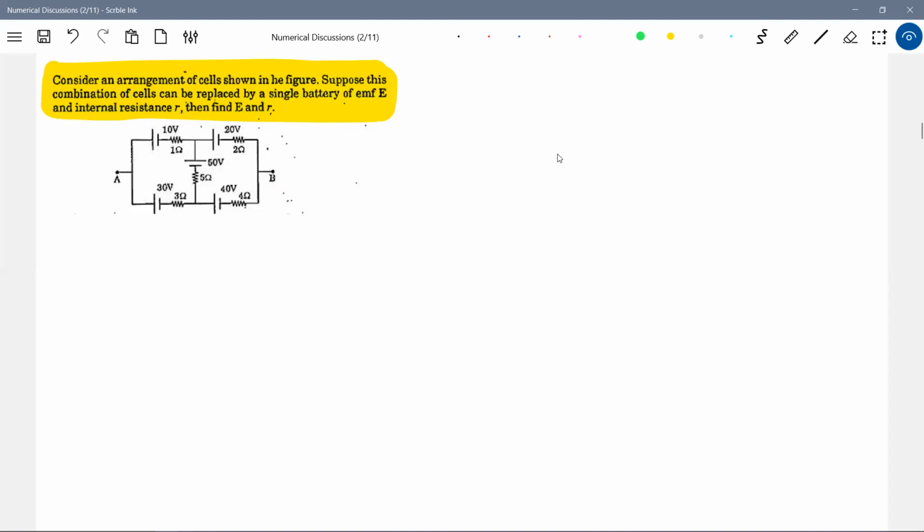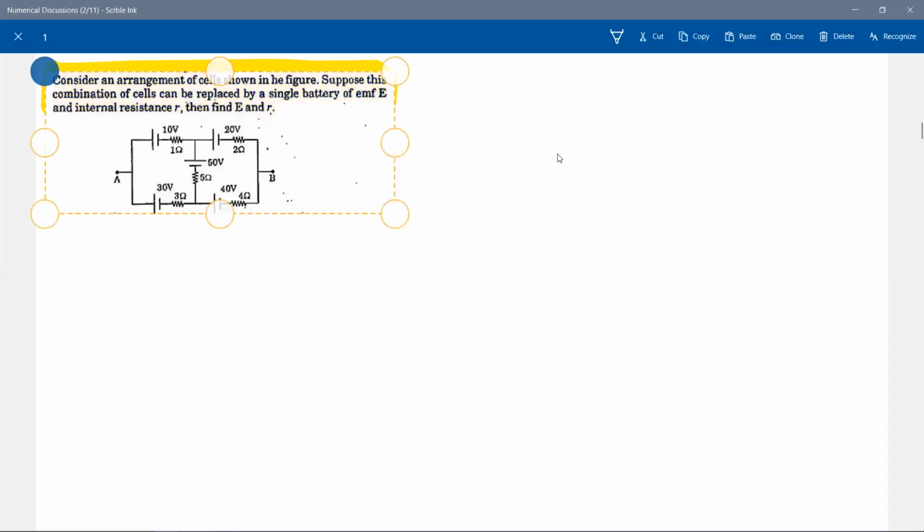We will find the potential difference across points AB, that is the applied EMF, and we will calculate the net resistance. The problem is twofold. First, we have to calculate the net potential difference across points AB. How to calculate it? The circuit is very simple. We will just go for the loop equation. The same diagram.